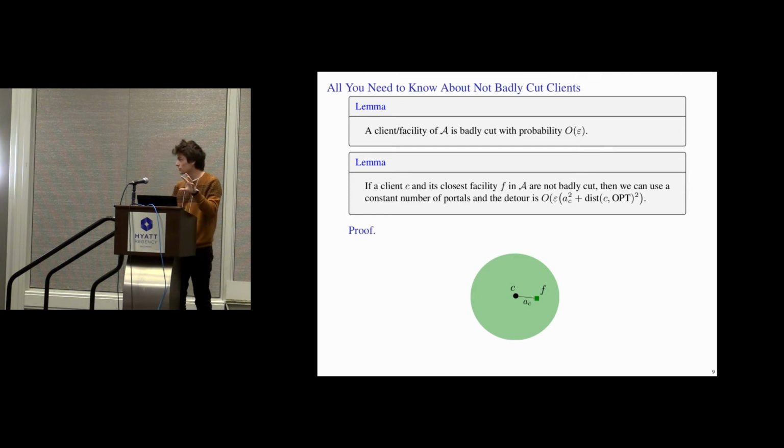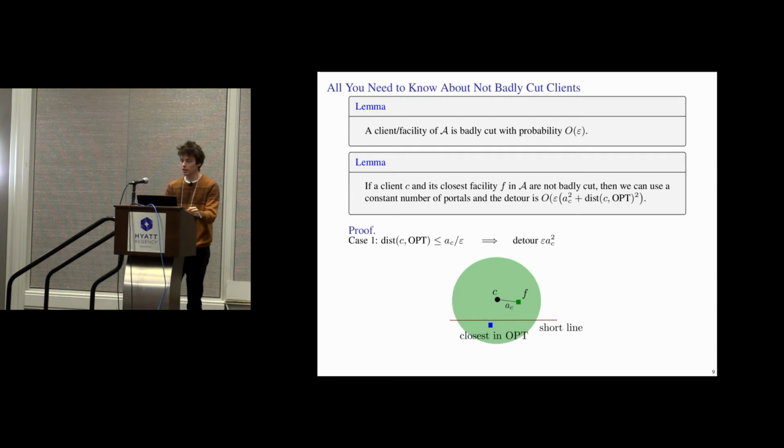We look at one client C, its facility F, the green ball of radius AC over epsilon square, and two cases can happen. Either the closest facility in opt is inside that ball or not. If it's inside that ball, we know that C is not badly cut, so the red line between C and its closest facility in opt must be short. And if the line is short, as I showed briefly, a constant number of portals is enough to have a small detour. So in that case, we're happy.